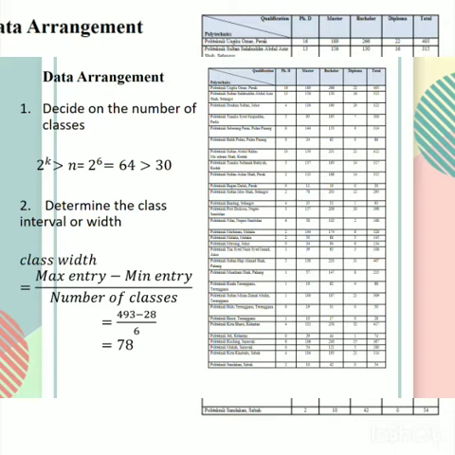Second, we have to determine the class interval. The formula is maximum entry minus minimum entry divided by number of classes, which is 493 minus 28 divided by 6, and the answer is 78.